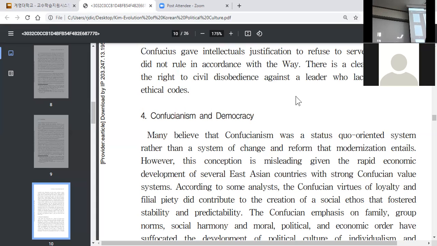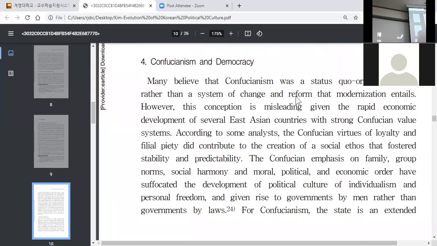Okay. So this study goes on to say, well, that's questionable based on the different ways that different countries have responded to modernization, but I don't think we need to talk about too much beyond, go down just one step. Confucian emphasis on family, group, norms, social harmony, and moral, political, and economic order. Okay, stability, status quo, worry about your family.